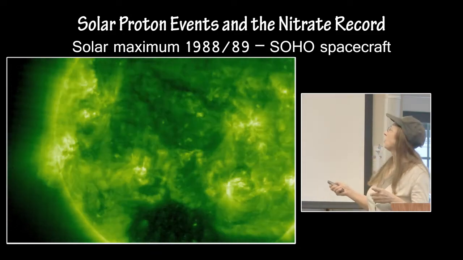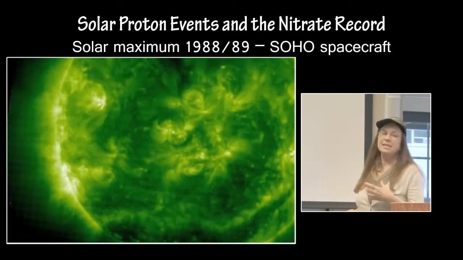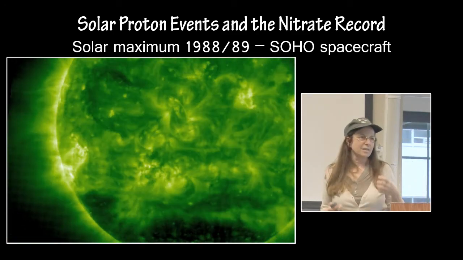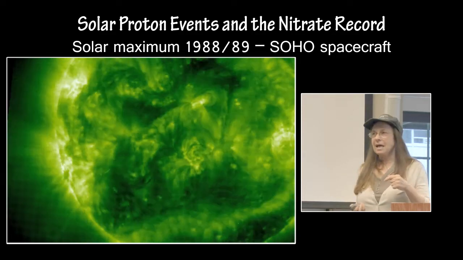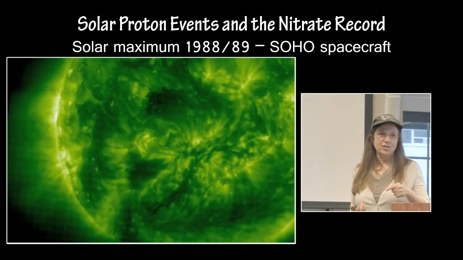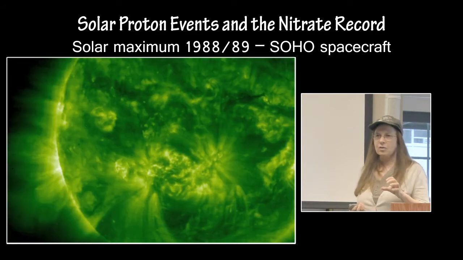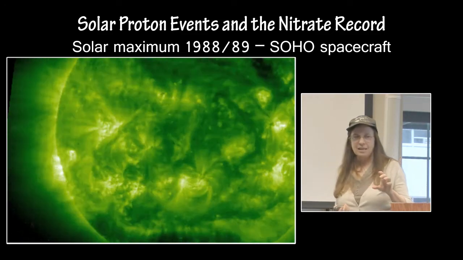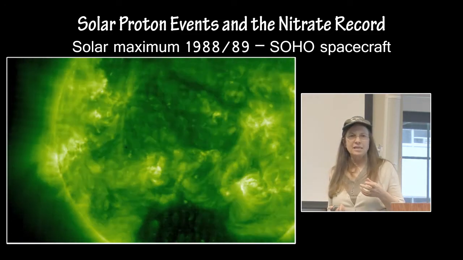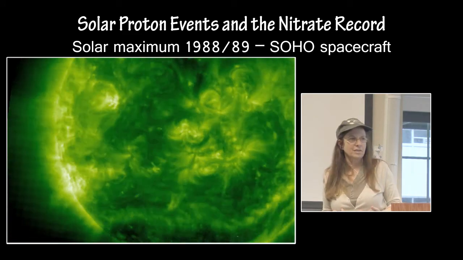And you see these solar proton events. Every one of those little white specks is a proton that is on its way towards Earth, and they will end up producing ionization and nitrate deposition in the polar regions. Nitrates are different than other ions in the atmosphere. They simply fall due to gravitational deposition right to the surface.